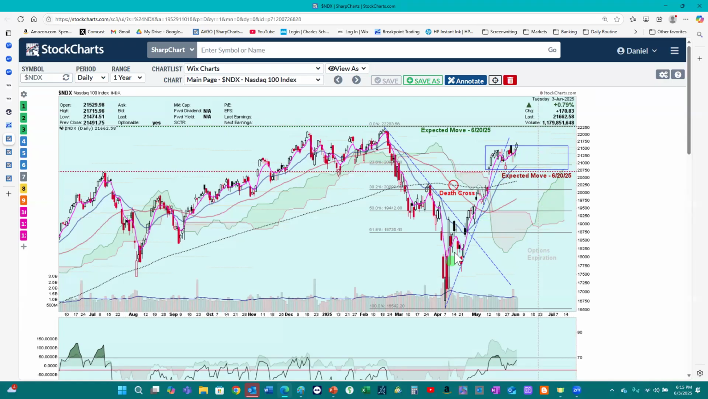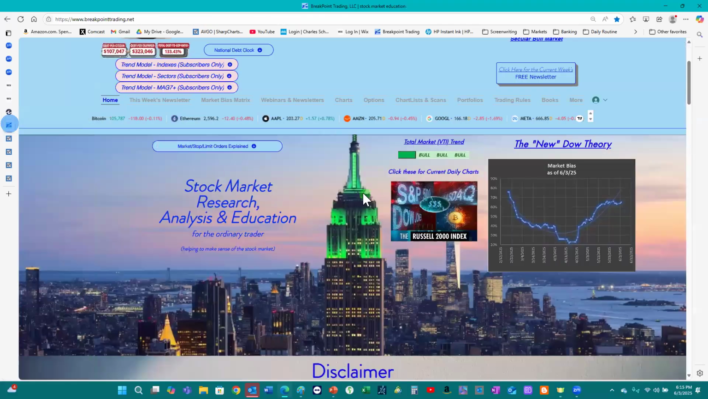We had a really nice rally off the bottom. Had a gap up right here. That gap is still open. And then we had a little consolidation, which is healthy. And now we look like we're breaking out and maybe going higher still. So usually the first week of June is bullish. I'll show you that in a minute.